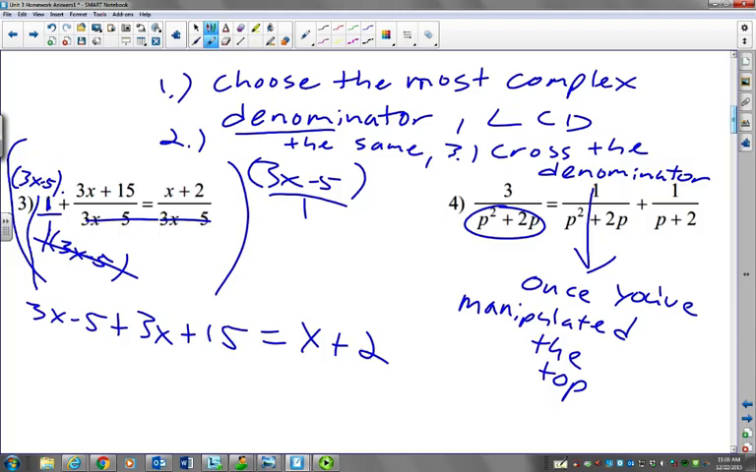Okay, so now that we've got the top set up, we just need to solve for x. So 3x plus 3x is 6x. A negative 5 with a positive 15, so 15 minus 5 is 10. And then we have an equals x plus 2 there. Good. Now we want to get all the x's on one side and all the numbers on the other side. So we're going to minus x to both sides like that.